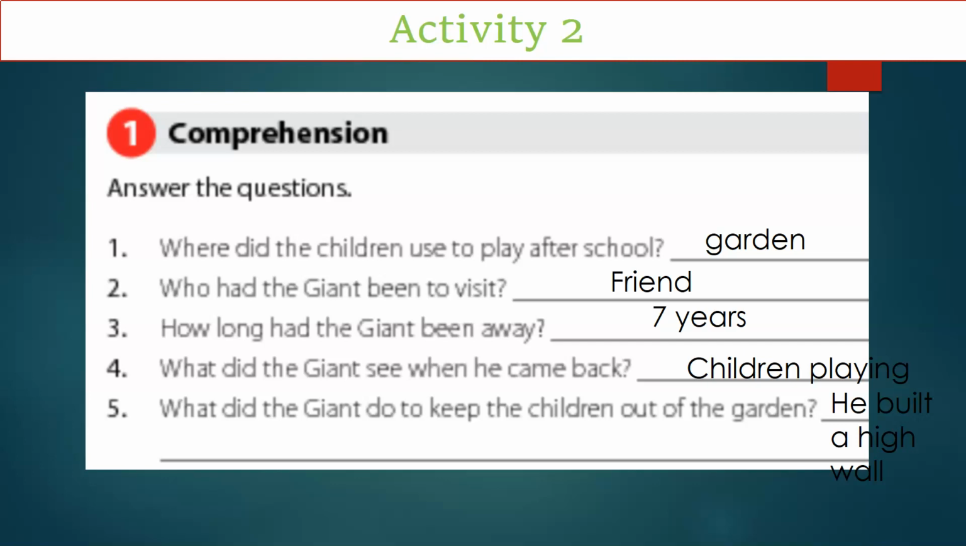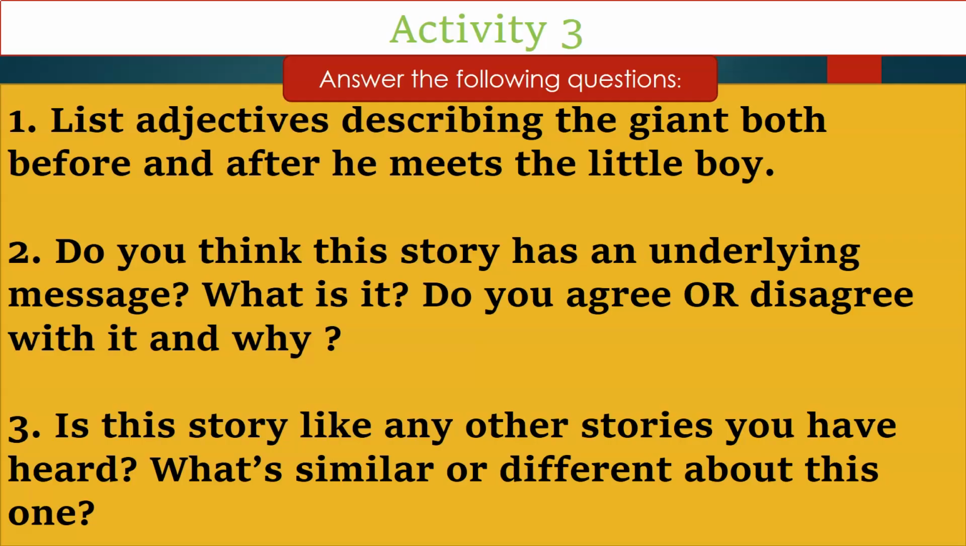And number 5, he built a high wall to stop trespassers, or the children who came into his garden. And finally, activity 3. Answer the following questions. List down adjectives describing the giant both before and after he meets the little boy. Number 2. Do you think this story has an underlying message? What is it? Do you agree or disagree with it and why?